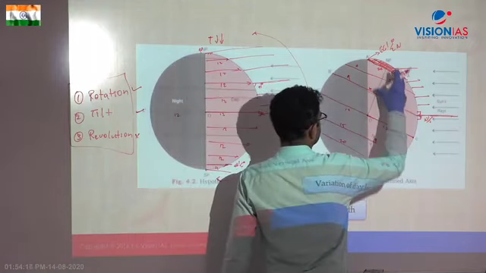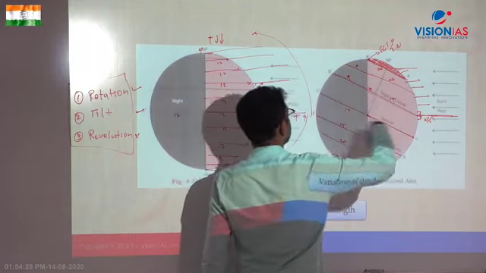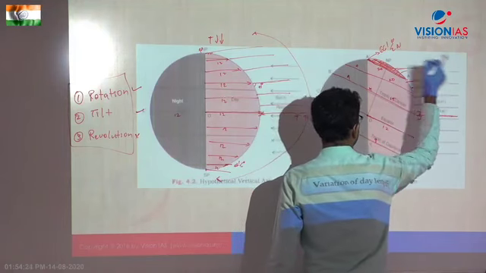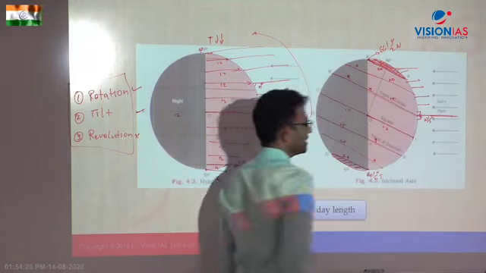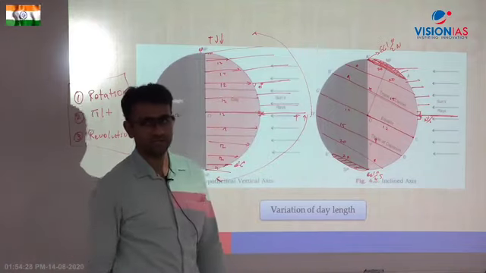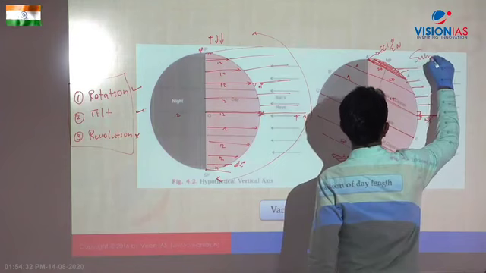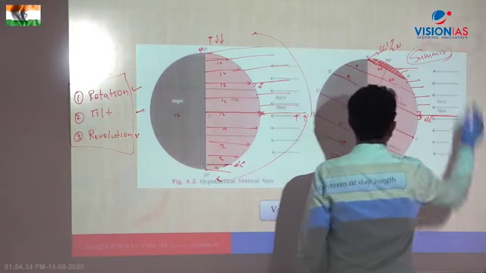So first thing, the sunlight has started to fall for more duration of time, and second thing is the intensity of sunlight has also started to increase because of the increased angle of incidence. So that raises the temperature, and we call it summer in the northern hemisphere.